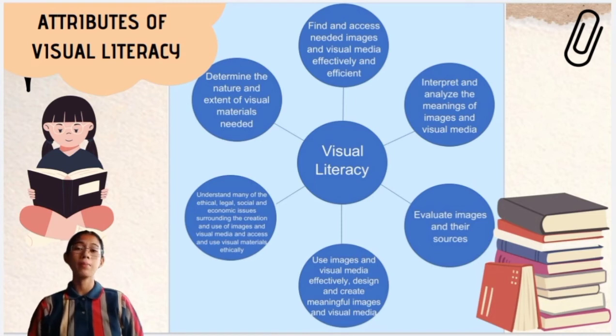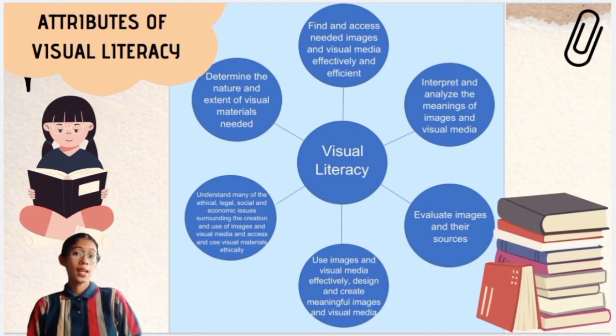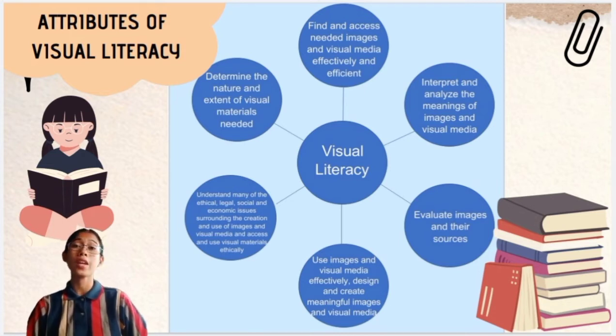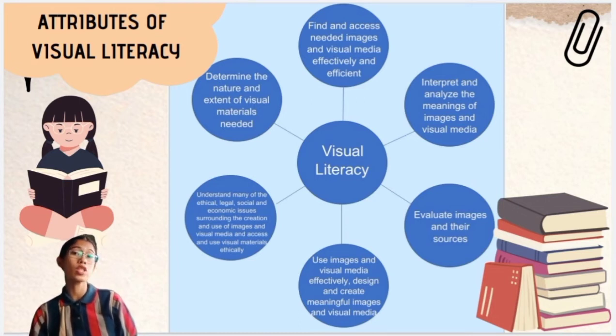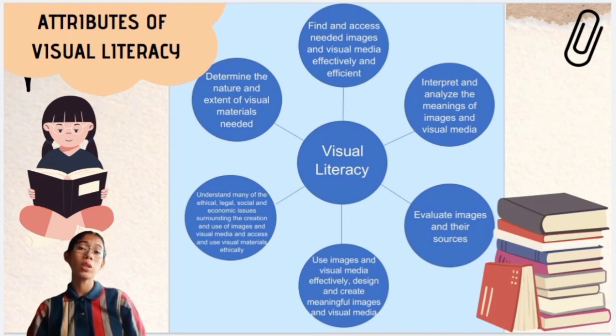Interpret and analyze the meanings of images and visual media. What do you see? Who is the subject in the image? What do you think is happening in the image? Evaluate images and their sources. How is the quality of the image? Good, poor, acceptable? What should you look at to identify the image quality? Use images and visual media effectively. Do you need to use the image to get your point across? What is the message that the image is sending, and does it fit your needs?